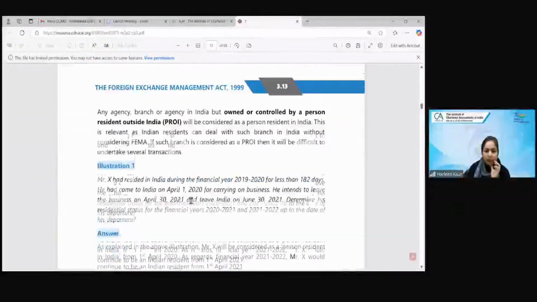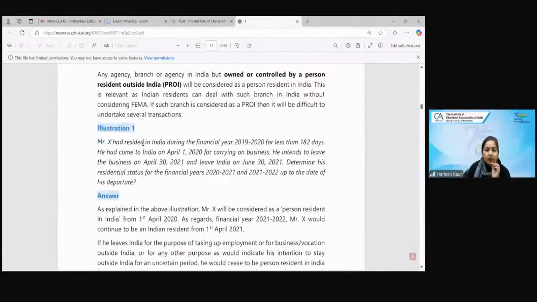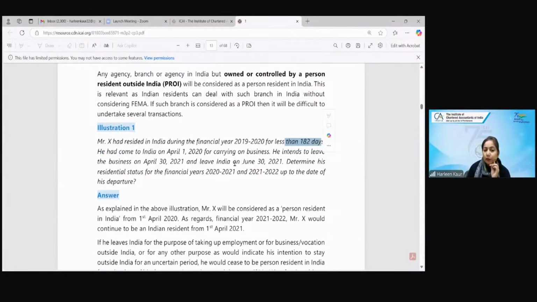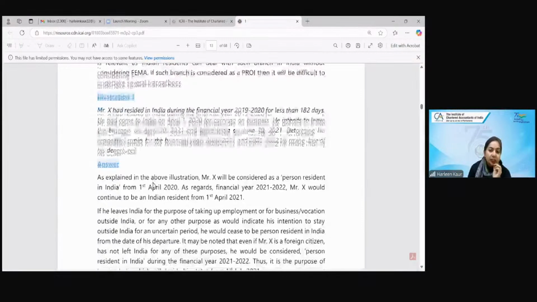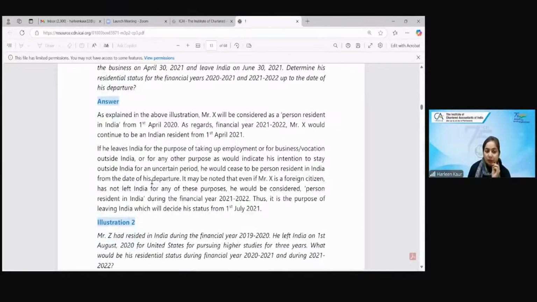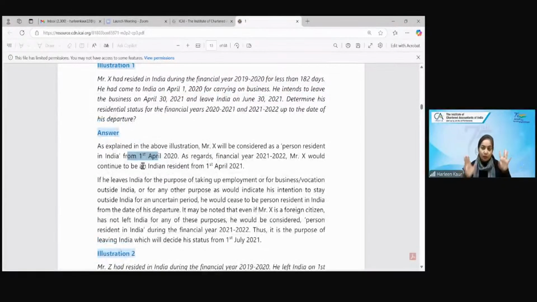This we have already done in detail. If the person has resided in India for less than 182 days, then he becomes PROI. He has come to India for carrying on the business. He intends to leave India on 30th April 2021, and he leaves India on 30th June. Determine his residential status after departure. So children, he is considered a person resident in India because he has come to India for business purpose. I told you, even if you're a PROI and have stayed less than 182 days, if you have come to India for any of these three purposes, you become PRI. He could be an Indian resident from 1st April 2021.